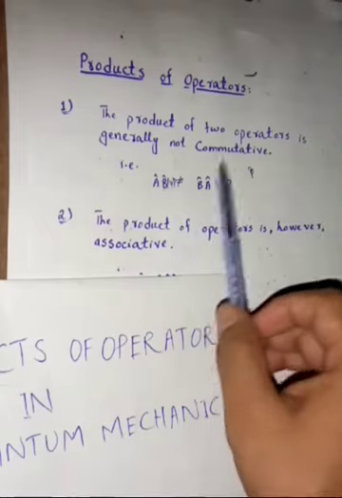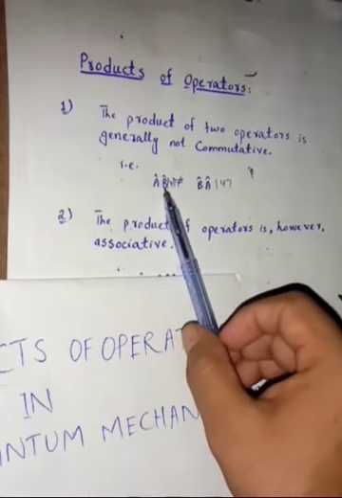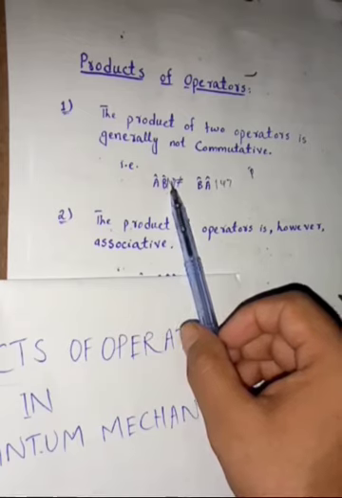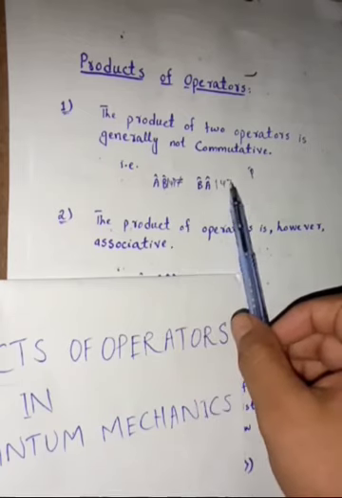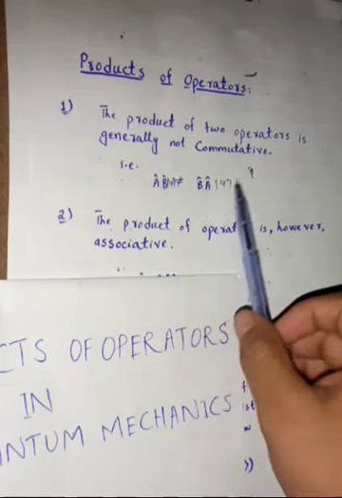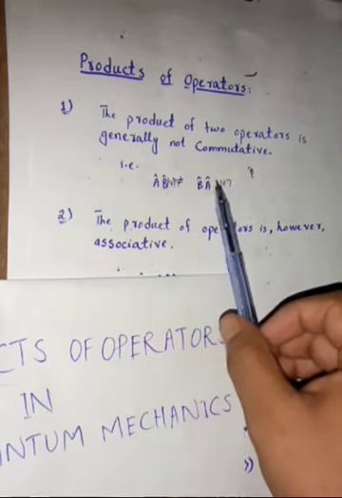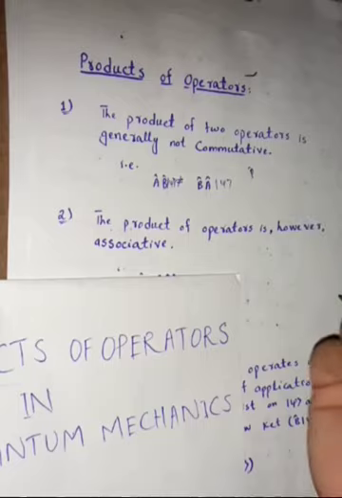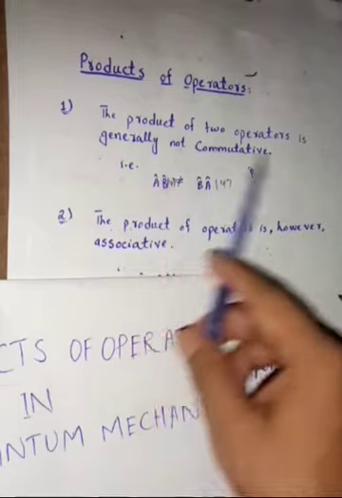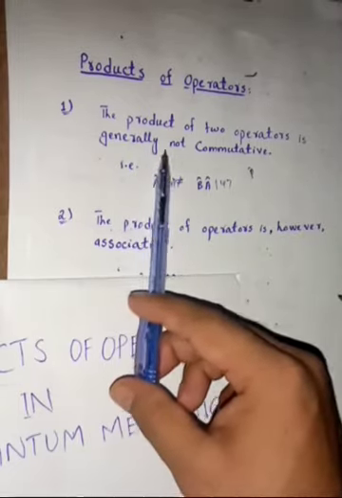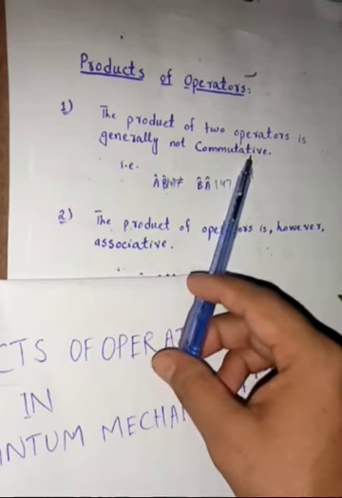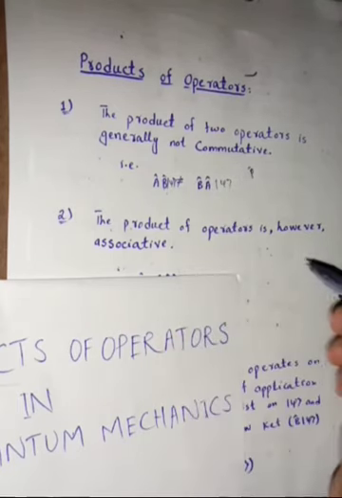That is, if we operate AB on a state vector psi and we operate BA on a state vector psi, the answer will not always be the same, because the product of two operators is generally not commutative. In some cases it does commute.